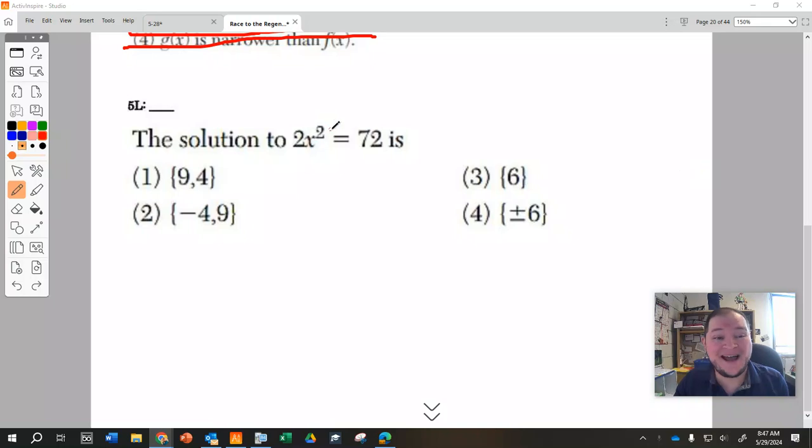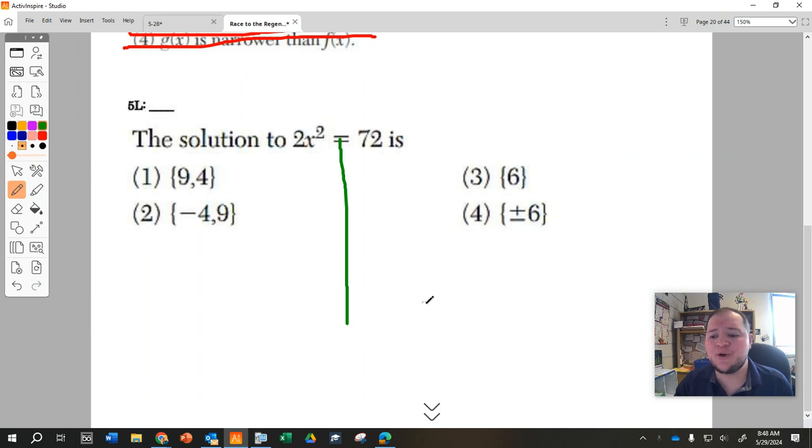Okay, question 5L. Nice, short, simple, sweet. The solution to 2x squared equals 72 is math. Now, some of these, this is a quadratic because it has x squared. Some of these quadratics solve awkwardly. This one does not. I know I can do this.